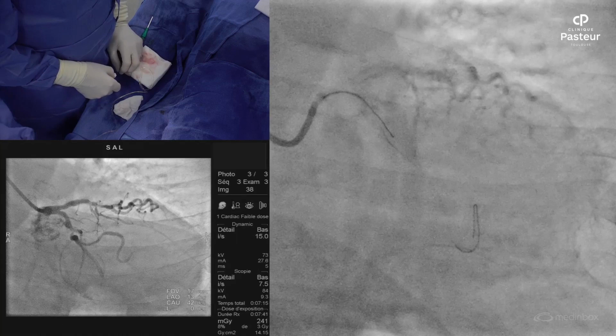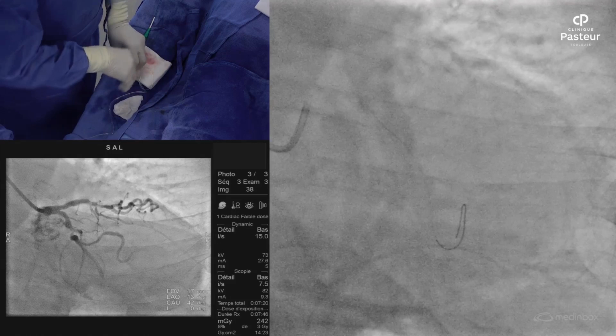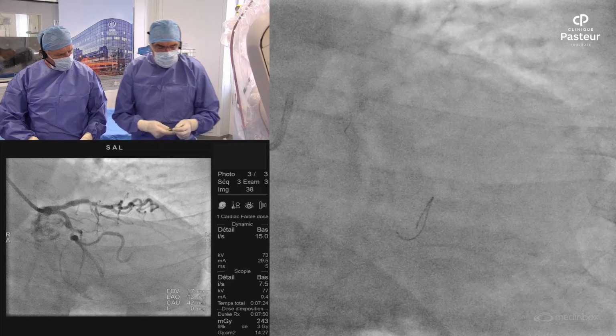Very difficult. Maybe I have to change the angulation. So, Jim, for this kind of anatomy, tortuosity anatomy, do you choose any one stent particularly, or do you have?